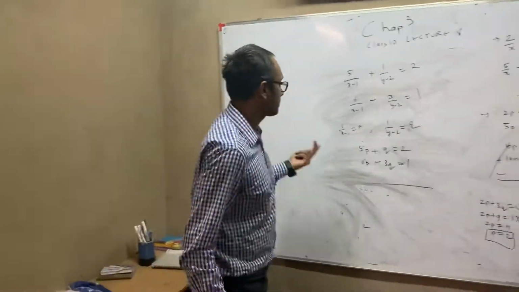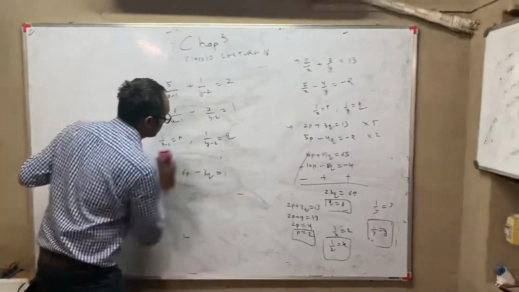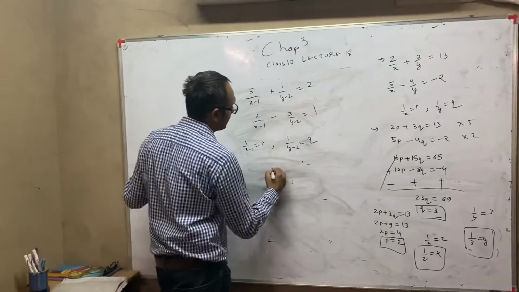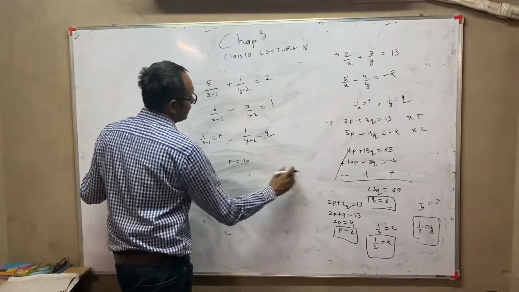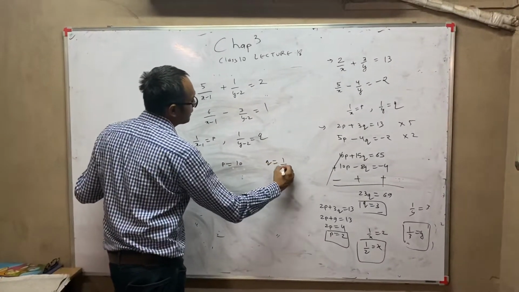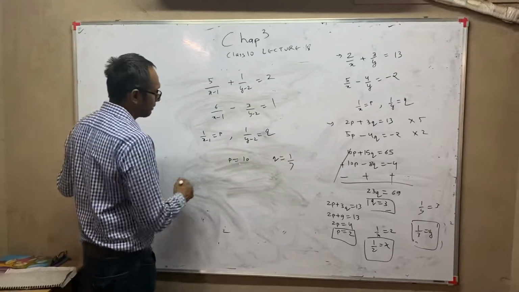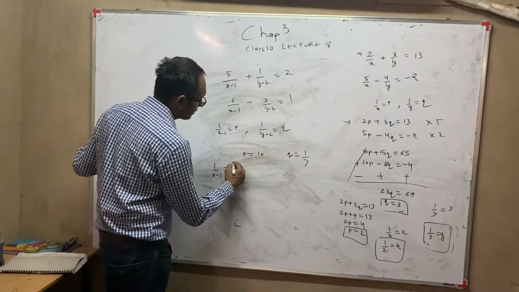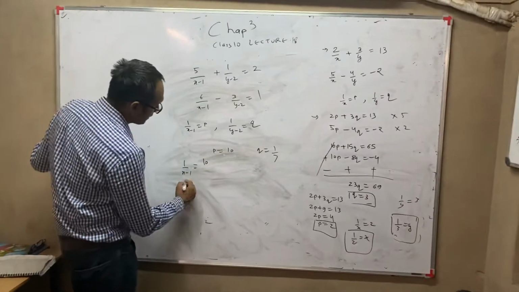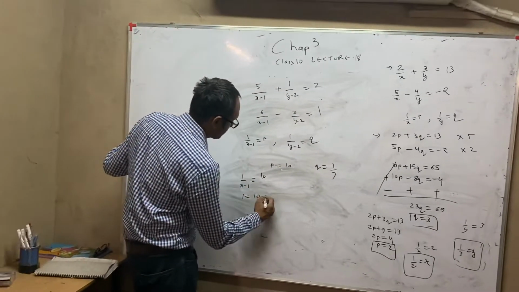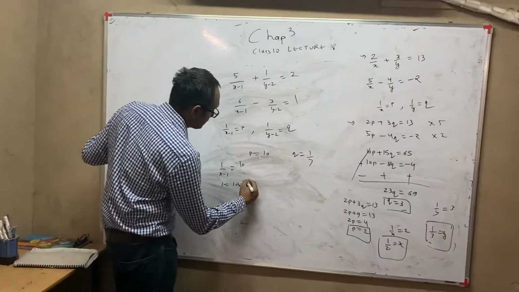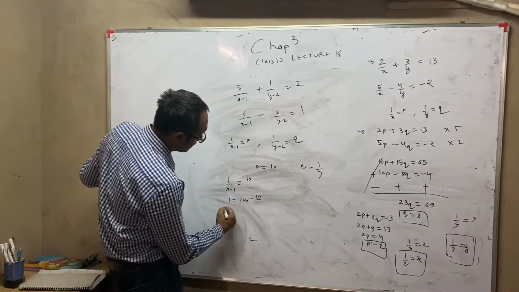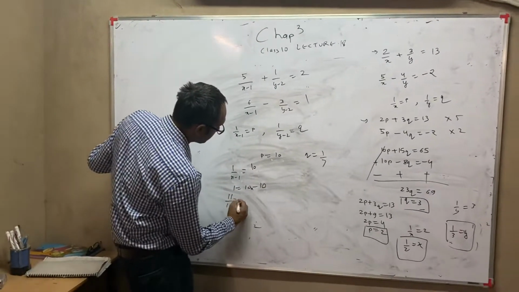And suppose after solving, you get the value of p, say 10. I'm just writing it like that. And suppose q you get 1 by 7. Whatever value you get, you have to write it. Say 1 upon x minus 1 is equal to 10. You cross multiply, 10x minus 10, 10 will go on that side. 11 upon 10 will be the value of x.